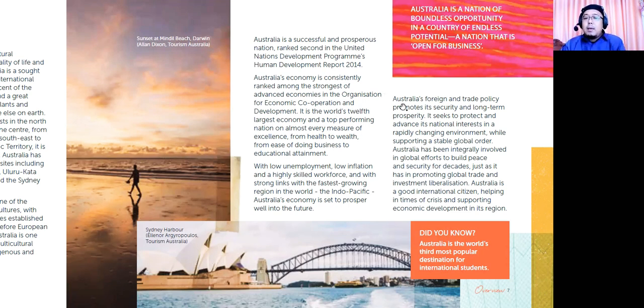Australia's foreign and trade policy promotes security and long-term prosperity. It seeks to protect and advance its national interests in a rapidly changing environment while supporting a stable global order. Australia has been integrally involved in global efforts to build peace and security for decades, just as it has in promoting global trade and investment liberalization. Australia is a good international citizen, helping in times of crisis and supporting economic development in its region.